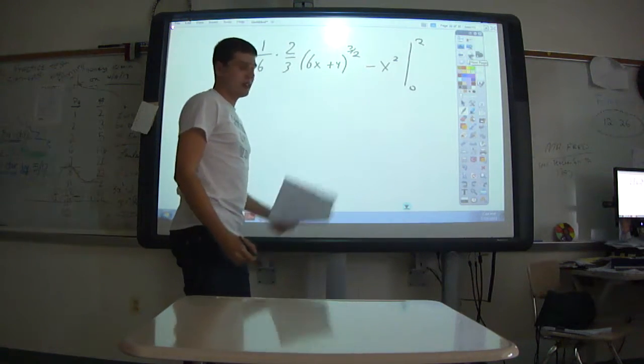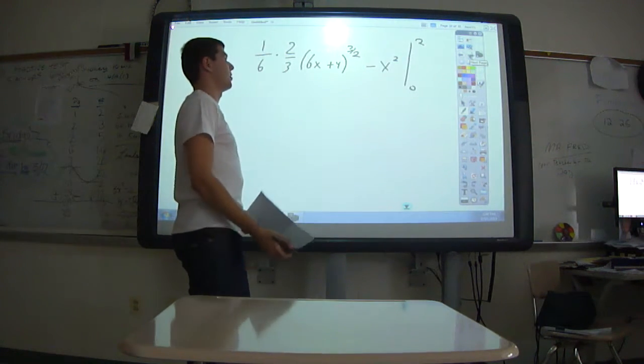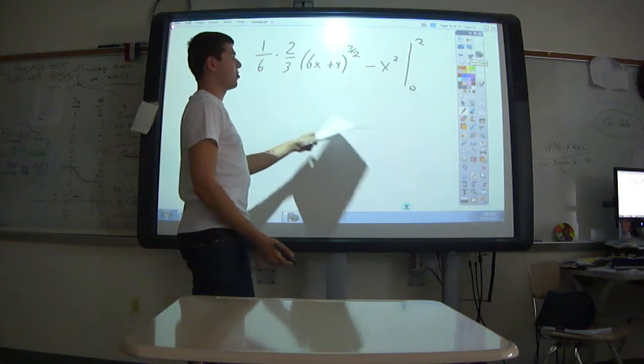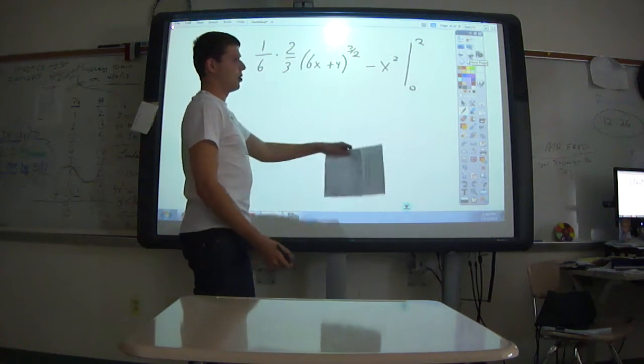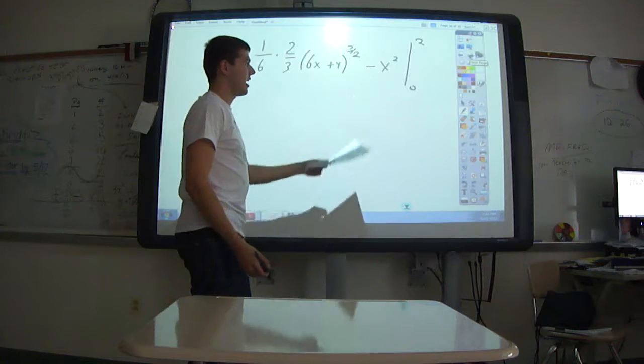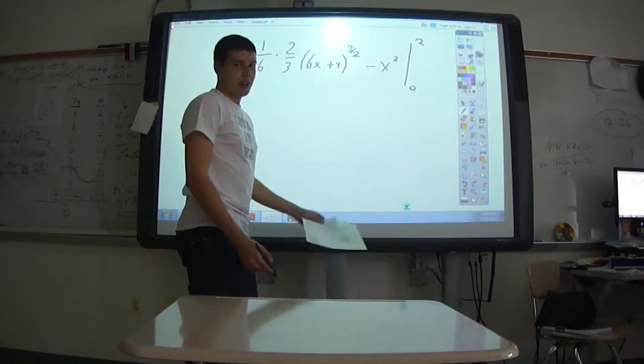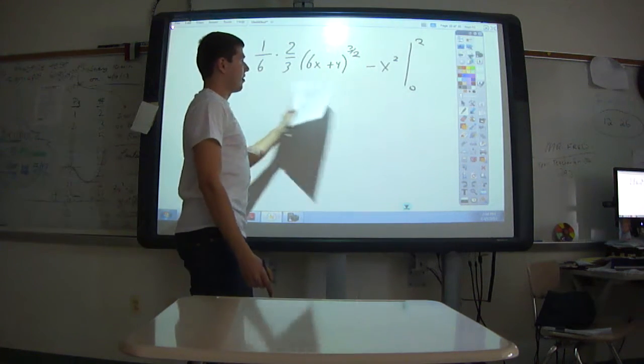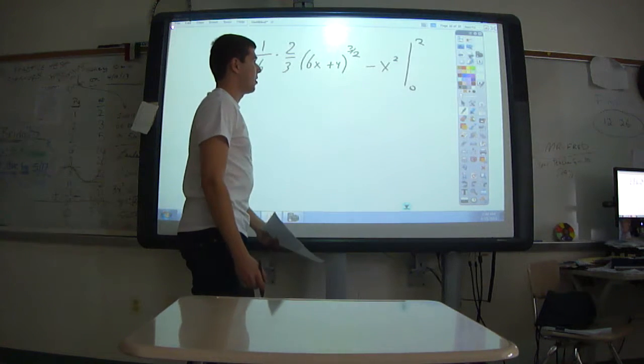So now with this, once again, as Mr. Lakaitis likes to say, we plug in shock. And we plug in the 2 first, and then we plug in the 0. And you know, you plug in the 2 first, you run it through, and then you subtract what you get there with whatever you get when you run the 0 through.